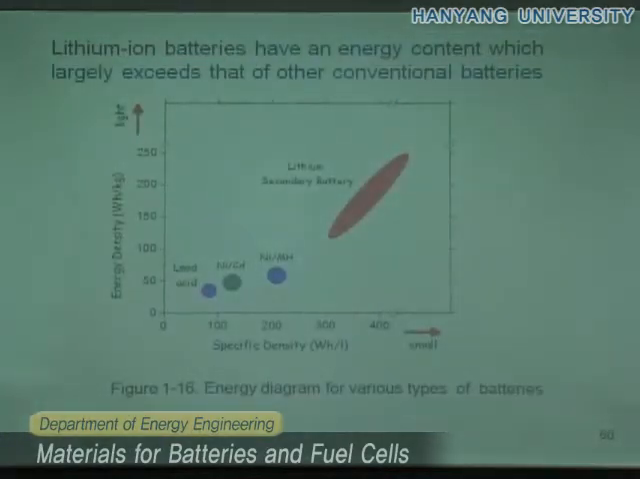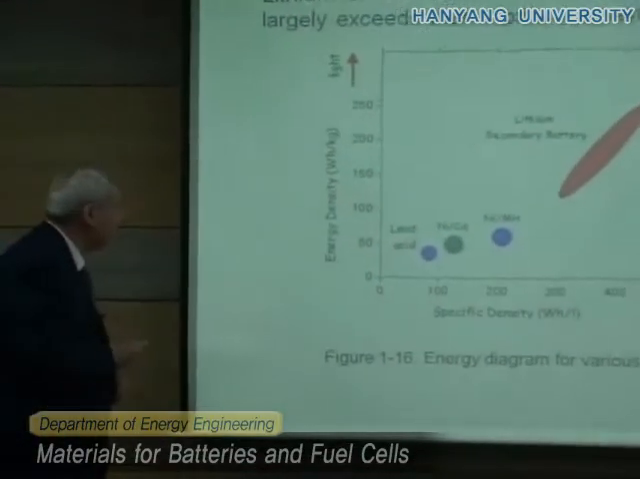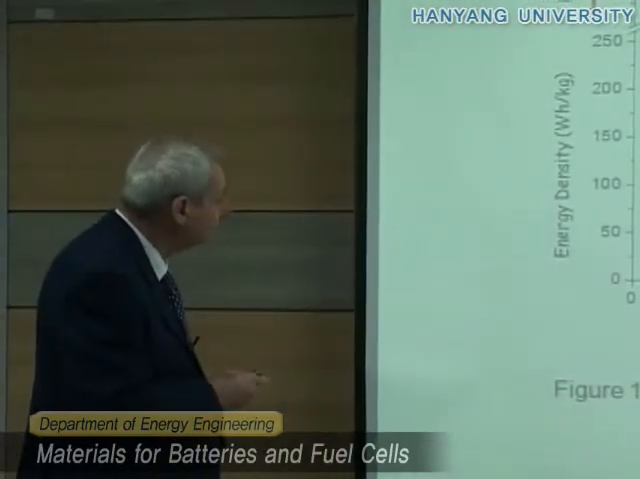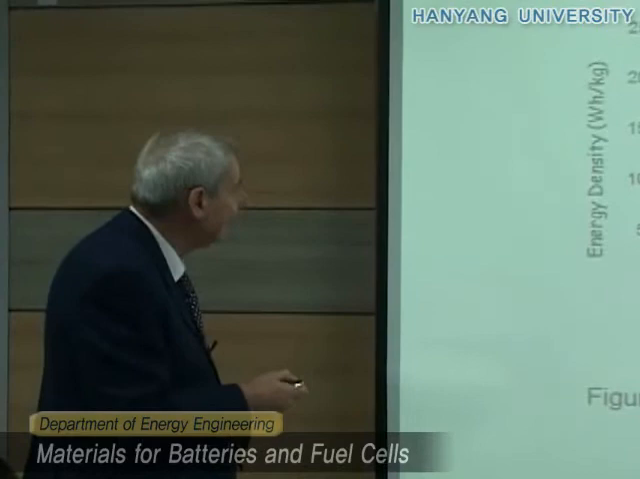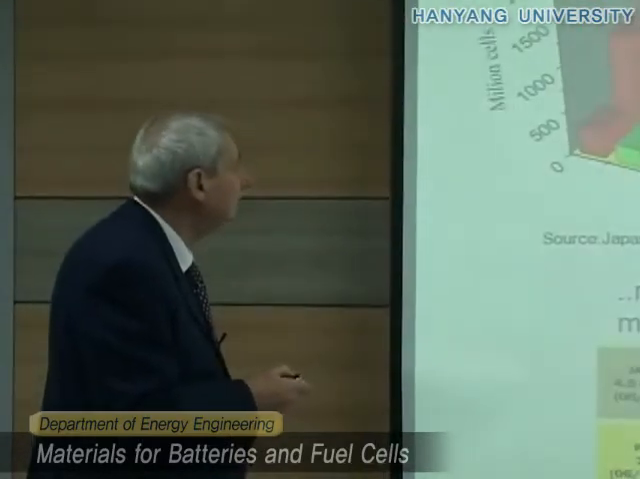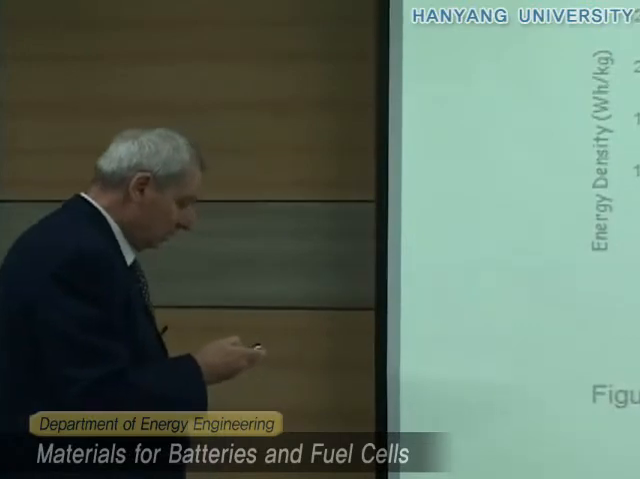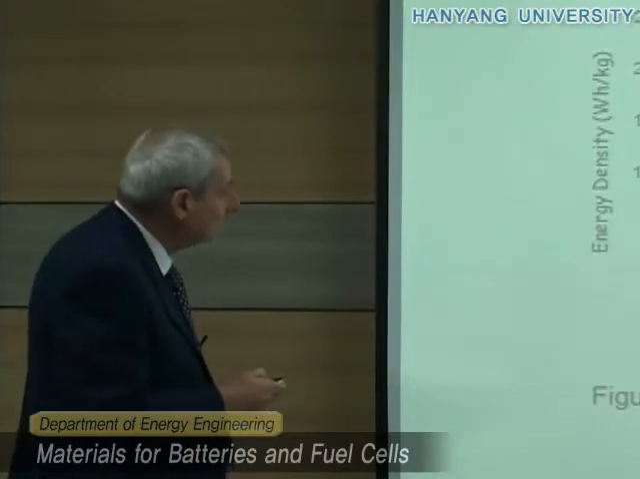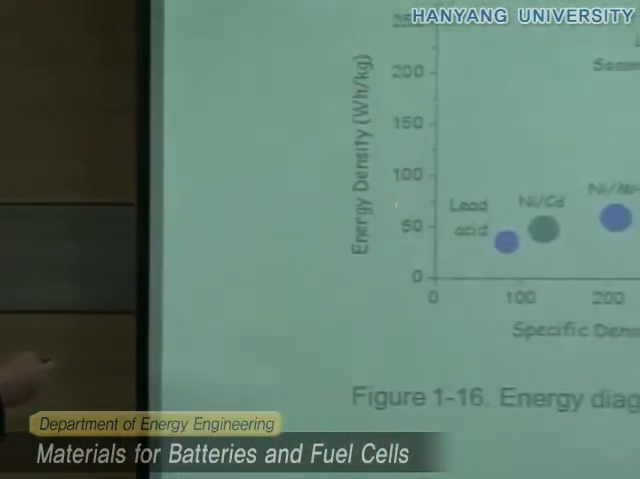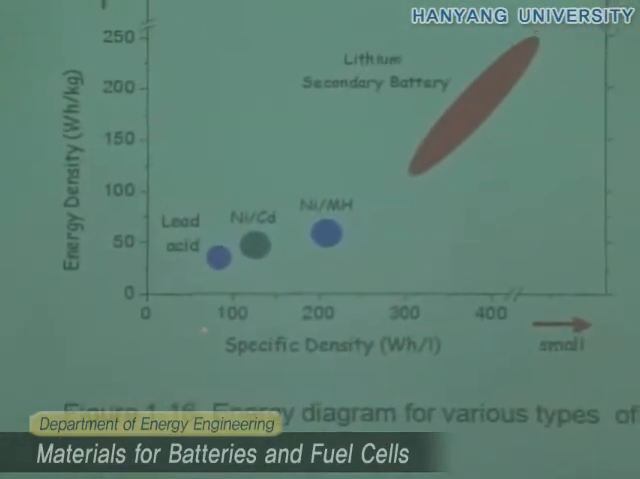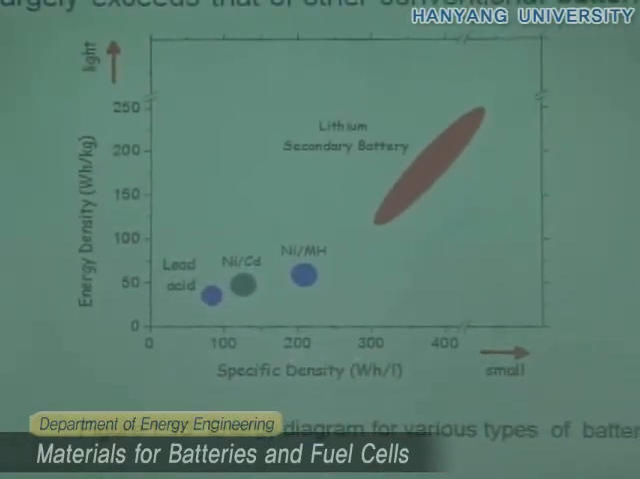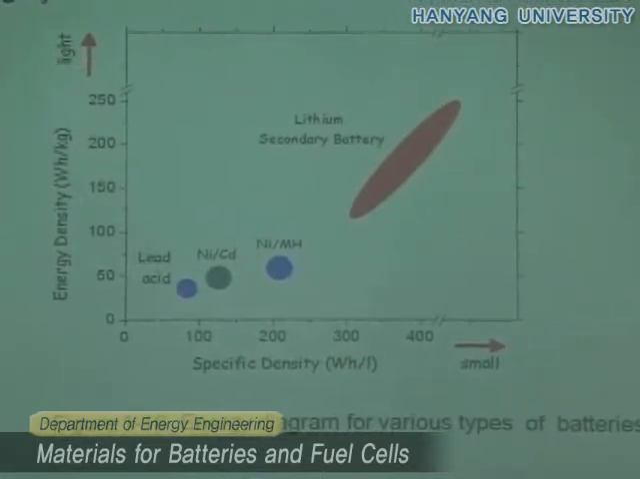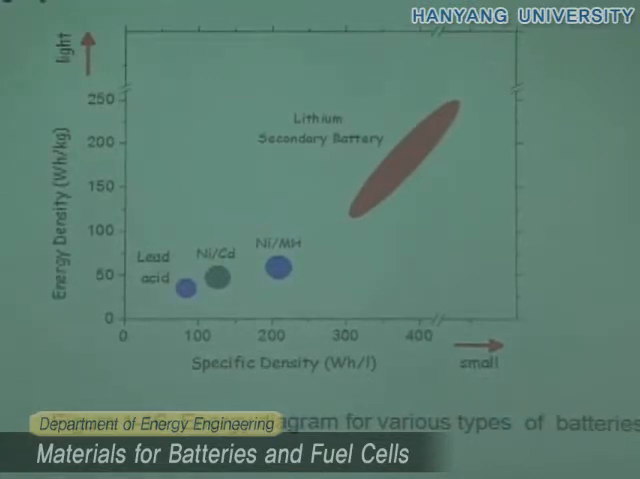Okay, now let's see why lithium batteries are so important. You see, this is a typical diagram in which we report the properties of the battery. Here we have the energy density, and here the specific density. So we move in this direction, and the battery becomes increasingly smaller. We move in this direction, and the battery becomes increasingly lighter. Remember that the ideal battery is here.